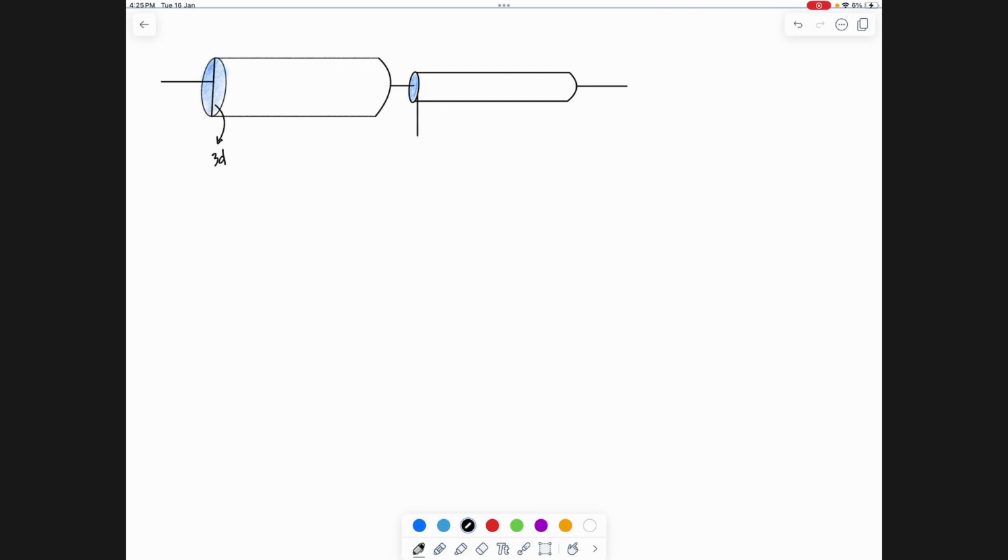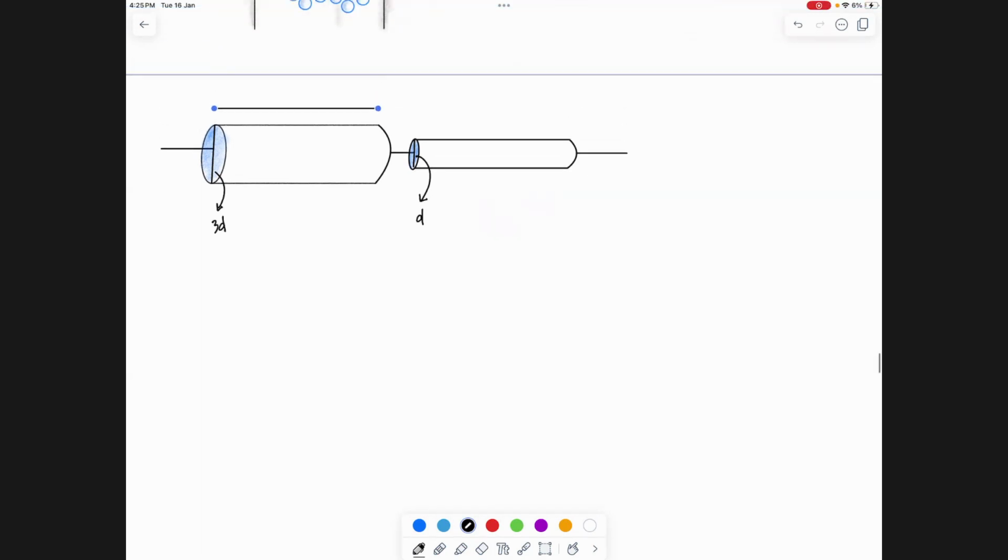And the diameter of this smaller wire is provided to be d. So the diameters of both wires are provided. The length of this wire is L, and the length of this one is 0.75 L.